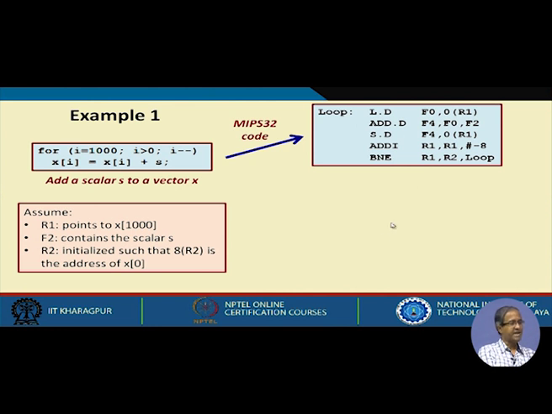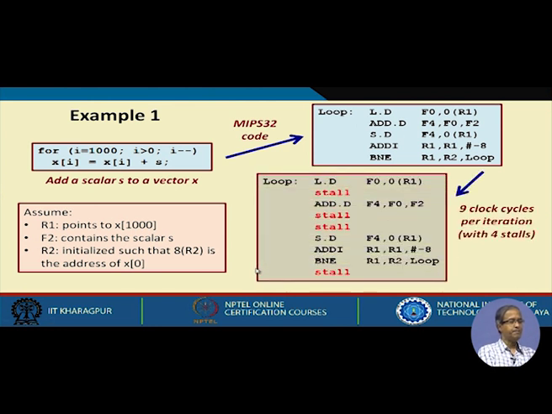Let us analyze this code first. You see, there is a load followed by an add. According to our earlier table, a load followed by its use will incur one stall. An add, you are storing the result in F4, and then storing this F4. So an add followed by a store will incur 2 stalls. You can see that from the table I am showing.